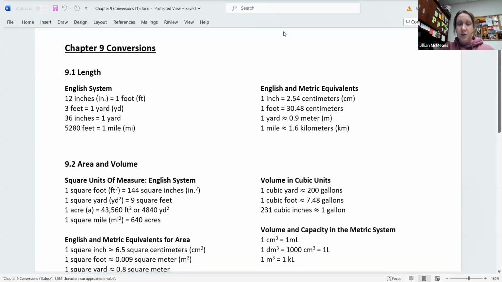So we're going to talk first about the English system of measurement, and then we're going to flip over and talk about the metric system of measurement. And here's where I want to show you the formula sheet now, or the conversion chart. Everybody's going to have access to this. Everybody's going to get their own hard copy of this, okay?